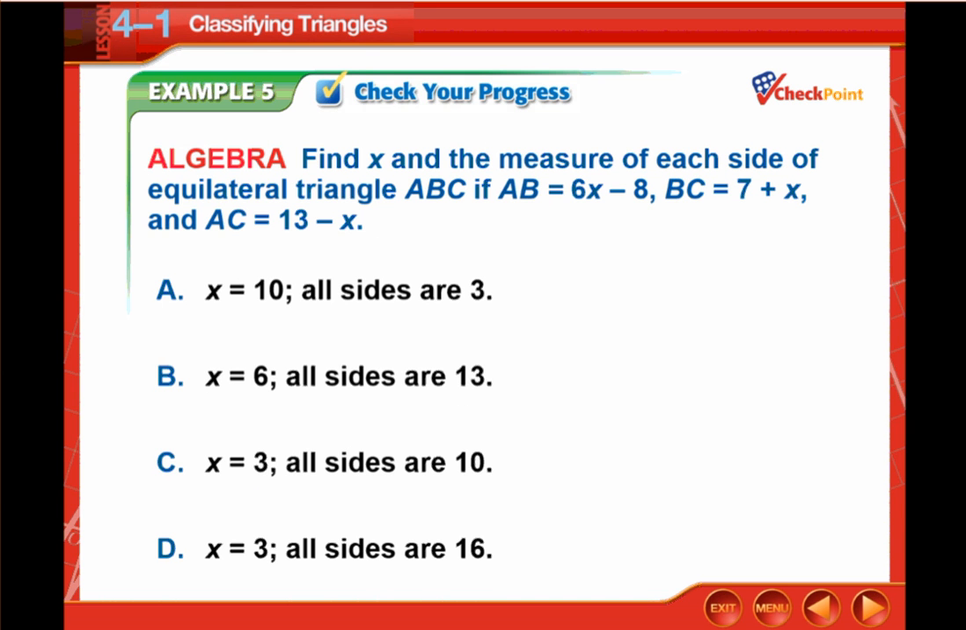Okay, so now a couple for you to do to check your progress. So we'll pause here and let you take a moment and answer this question. Find x if the measure of each side of the equilateral triangle ABC is these sides given. Keyword here is equilateral. Think about what that means. We'll pause right here and give you a moment to solve this.